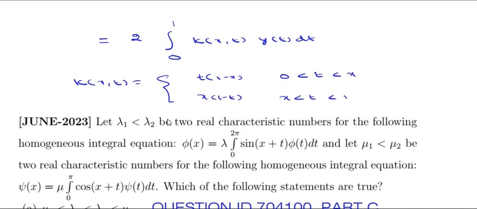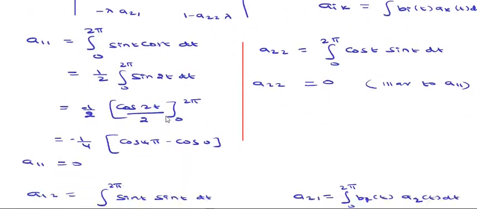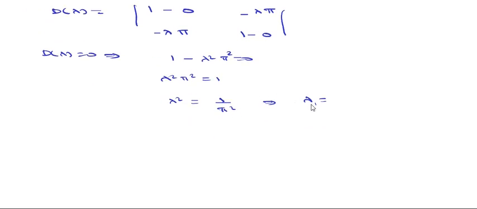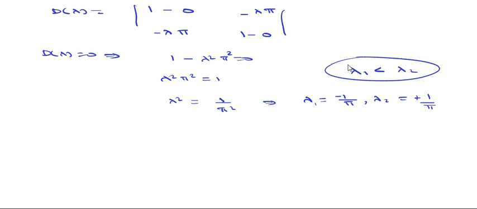So lambda 1 is less than lambda 2. Therefore, here lambda 1 is equal to minus 1 by pi and lambda 2 is equal to plus 1 by pi, since lambda 1 is less than lambda 2. So these two are the eigenvalues or characteristic values for this one.